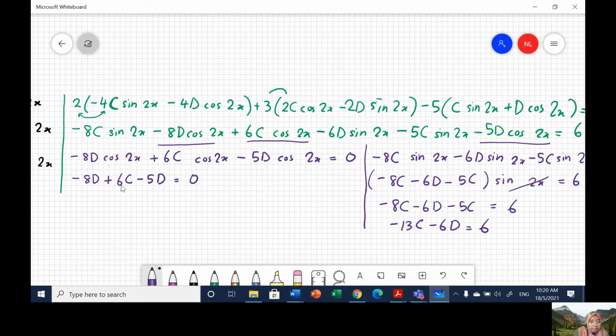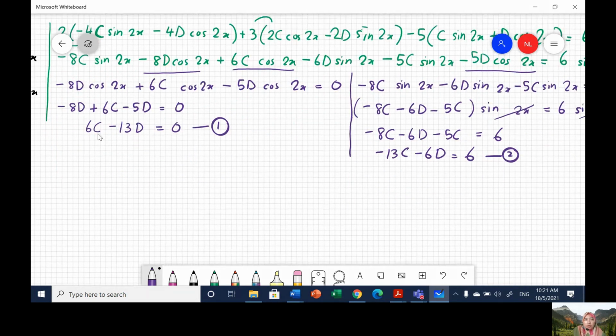Then we can combine for D. So we have 6C minus 13D equal to 0. Okay, we have equation 1, we have equation 2. The next step is to find out the value of constants C and D.